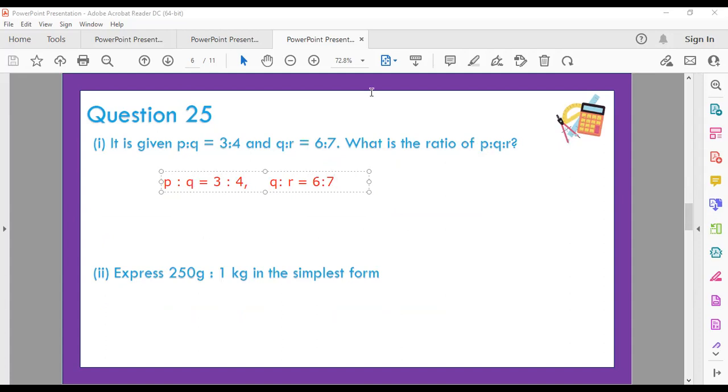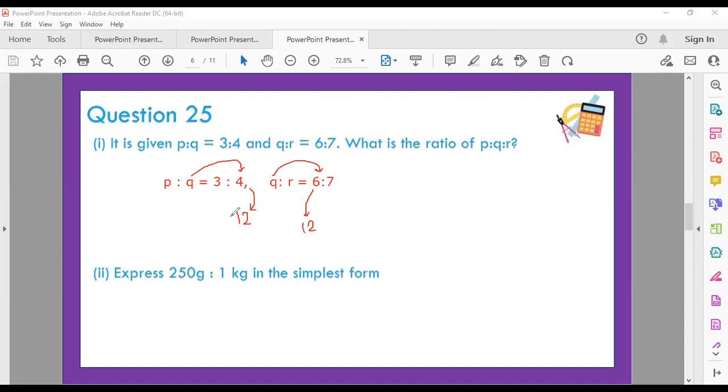Look carefully. Here the Q is 4, but here the Q is 6. So you have to find a Q that's going to be the same. What do we have to do? Find the common number for 4 and 6. That would be how much? 4, 8, 12. At 12, you can already make it the same. So 4 will become 12, and 6 will also become 12.